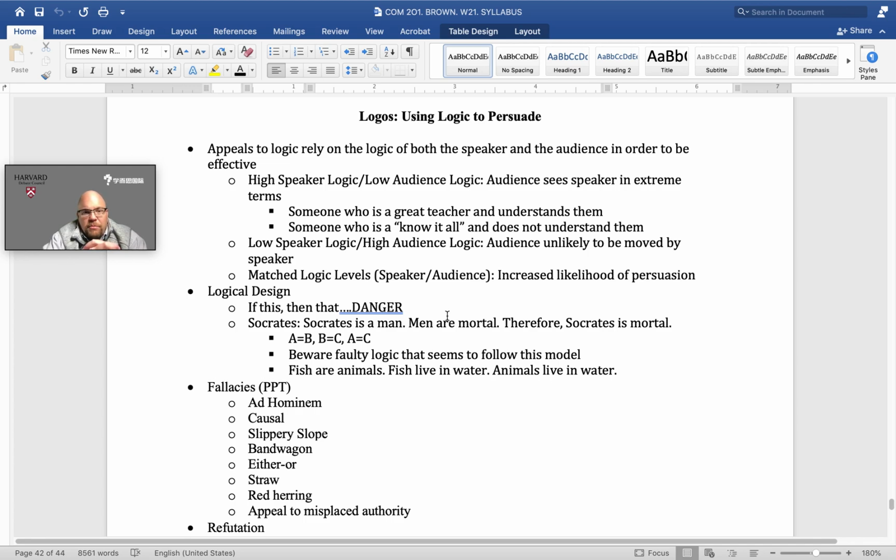But be careful, because there are easy ways to slip up here. And you see another bad example. Fish are animals. Fish live in water. Therefore, all animals live in water. Nope, we don't, and we're animals too. Now, going back to the audience for a moment. If the audience doesn't understand logic, you could use great logic and it's not going to connect with them. Both the speaker and the audience need to be in somewhat common areas when it comes to understanding logic.